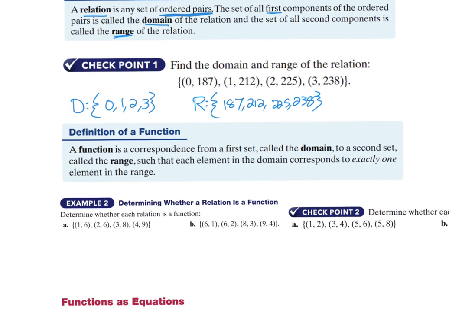Now, a function is a correspondence from a first set called the domain to a second set called the range. Now, it's different than a relation. It's a special type of relation that has this characteristic. Each element in the domain corresponds to exactly one element in the range.